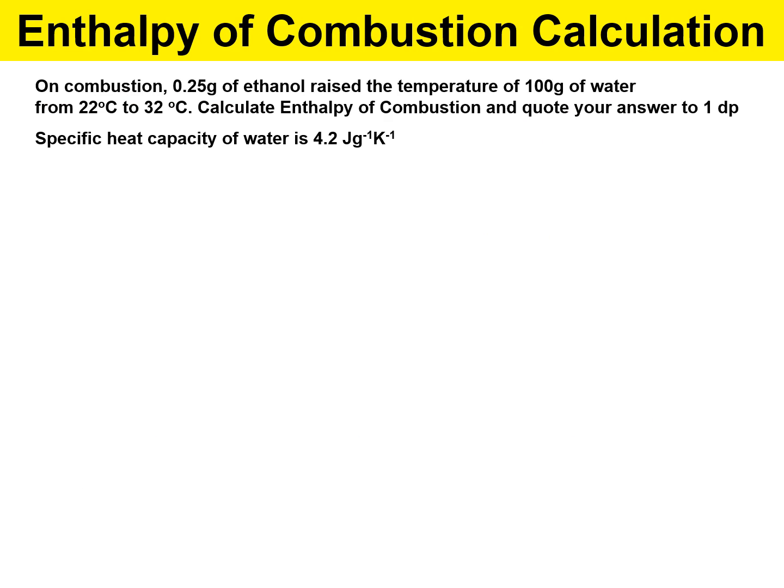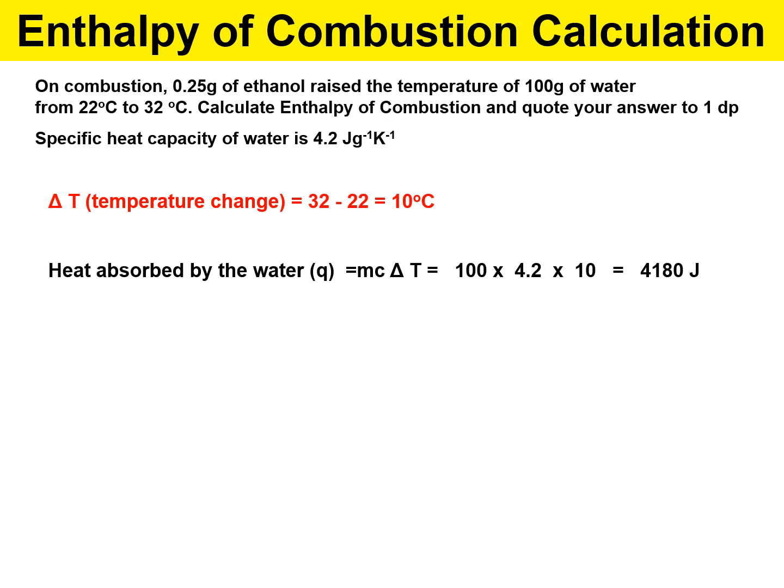Let's look at how we would process our practical results. The first thing we're going to do is work out our temperature change. So our temperature increased from 22 degrees to 32 degrees, and that gives us a temperature change of 10 degrees. If we look at our value for specific heat capacity of water, the units are joules per gram per Kelvin. A temperature change of 1 Kelvin is the same as a temperature change of 1 degree centigrade. That means we can use 10 in our equation.